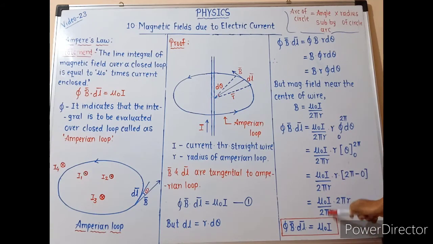Now this 2 pi r gets cancelled and we get the integration over the closed loop of B bar dot dl bar is equal to mu 0 I, and this is nothing but Ampere's law. Hence we prove Ampere's law, that is, the line integral of the magnetic field B bar over a closed loop is equal to mu 0 times the current enclosed in that loop.